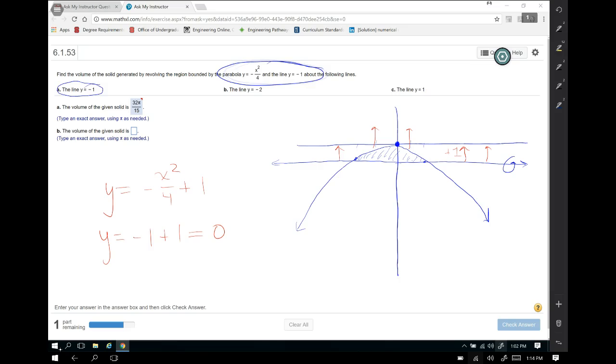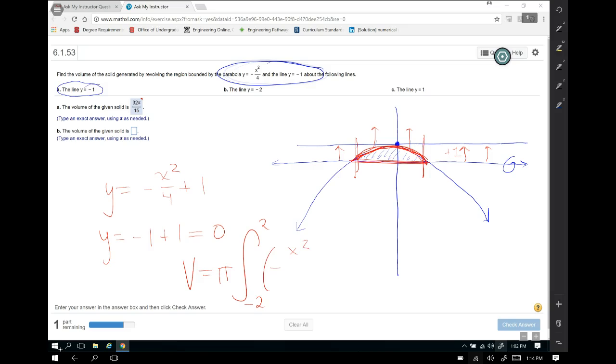And then our disk method says volume is pi times the integral. Well, we said this thing goes from negative 2 to positive 2. Those are the intersection points of these two boundary functions. The parabola is farther away from our axis of revolution, so that one's going to be written first.